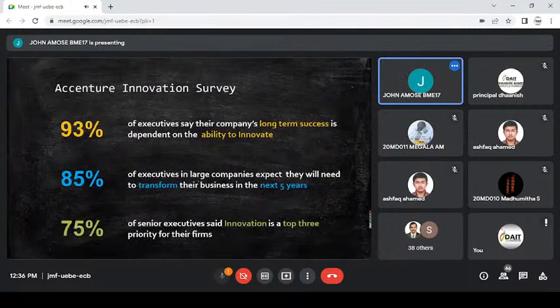Right? Now, there was a particular survey that Accenture had done where they asked what determines the long-term success of a company, and executives said that it is dependent on the ability to innovate. 93% of them said that. A lot of them said that in the next 5 years we have to transform our business, right? Senior executives said these are the top three priorities. So a huge number of people acknowledge that a huge change is required for innovation to happen in the industry.